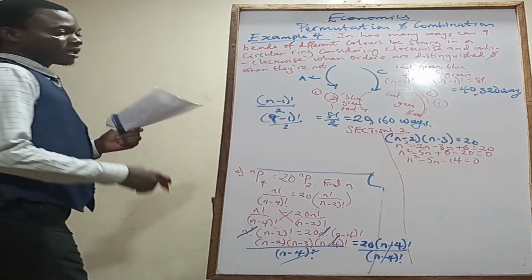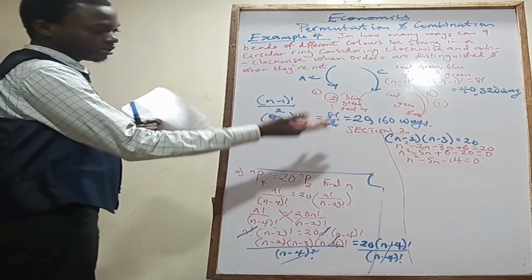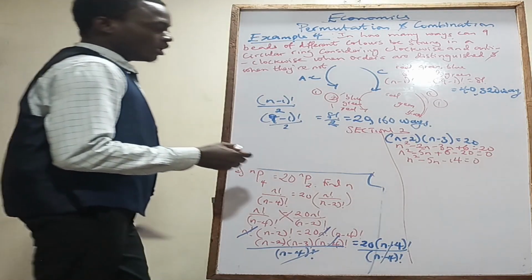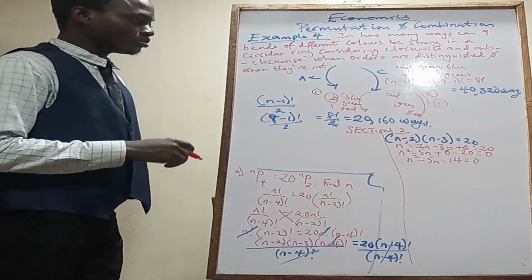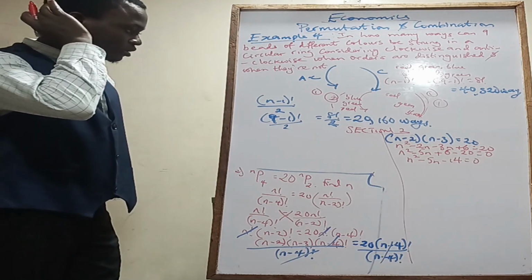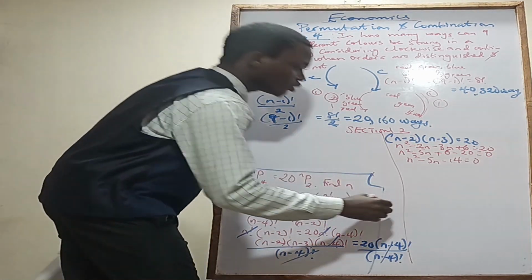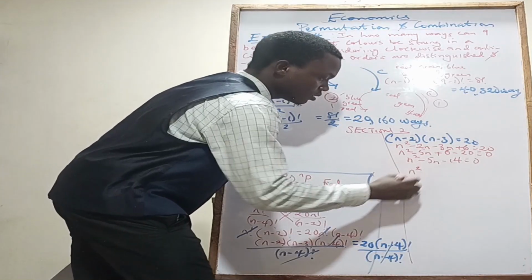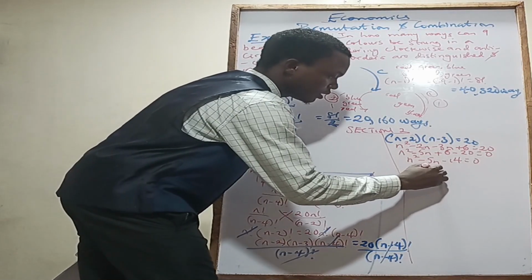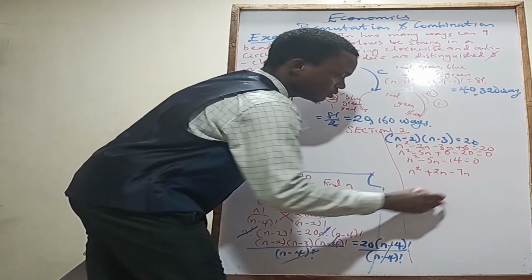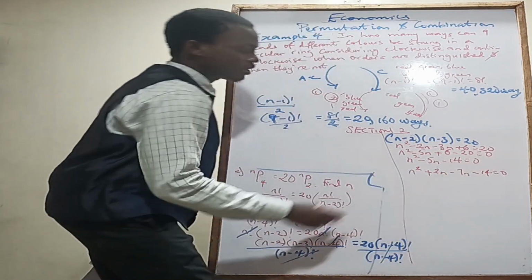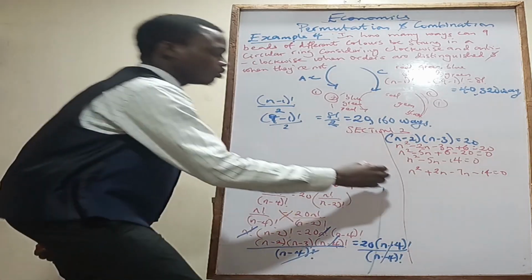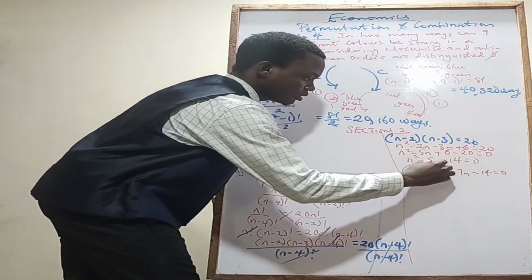So what two numbers can we multiply? This is already the quadratic equation. So I'm thinking minus 7 and plus 2: minus 7 times 2 gives minus 14, and minus 7 plus 2 gives minus 5. So we have n squared plus 2n minus 7n minus 14 equals 0. Factorization method.